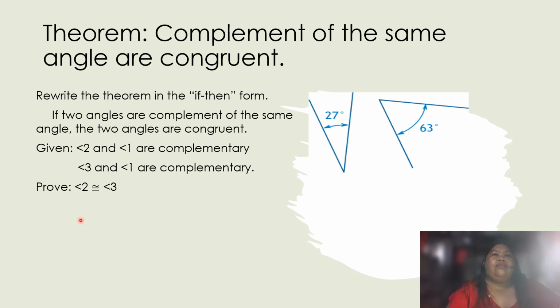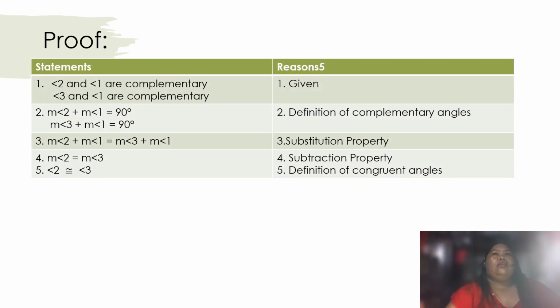Okay, so we have angle 1 and angle 2 here. So, proof. From the first statements, angle 2 and angle 1 are complementary, and angle 3 and angle 1 are complementary. Of course, our reason is given.